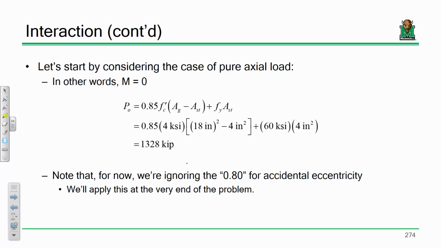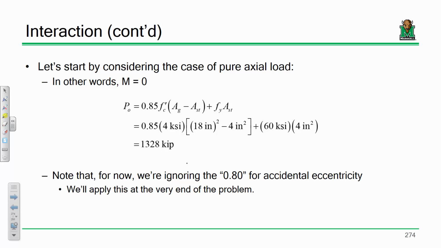Now, I'm not applying my phi values. I'll do that later. And I'm also not applying this 0.8 for accidental eccentricity. I will do that later. But for now, I'm keeping everything theoretical and keeping it straightforward. Everybody okay with that? So one point on this curve would be M equals 0 and P equals 1328. Everybody okay with that? So think of it as collecting points like x comma y, here's some x comma y data right here. So that's a simple one, okay?